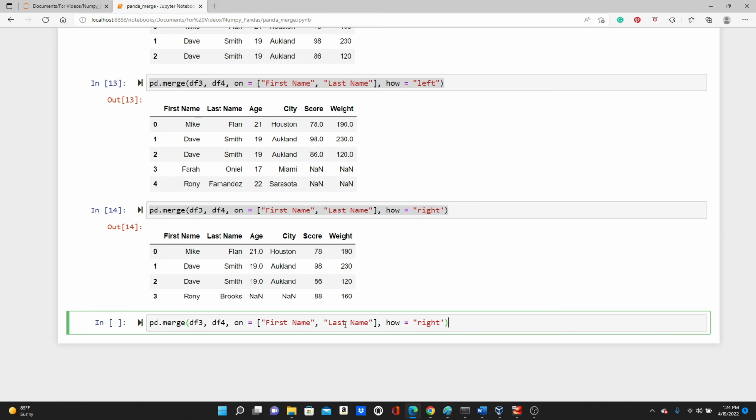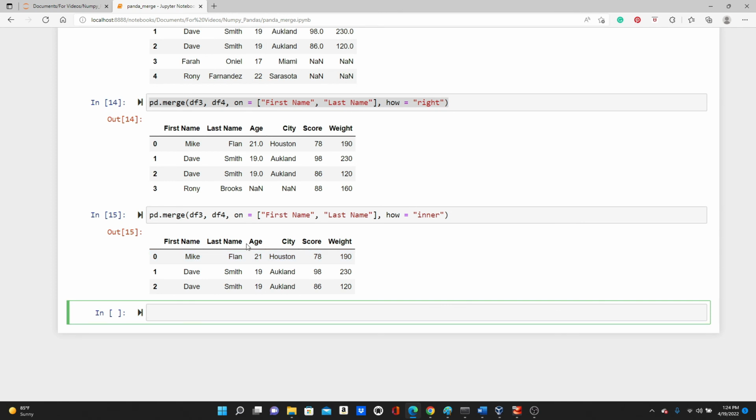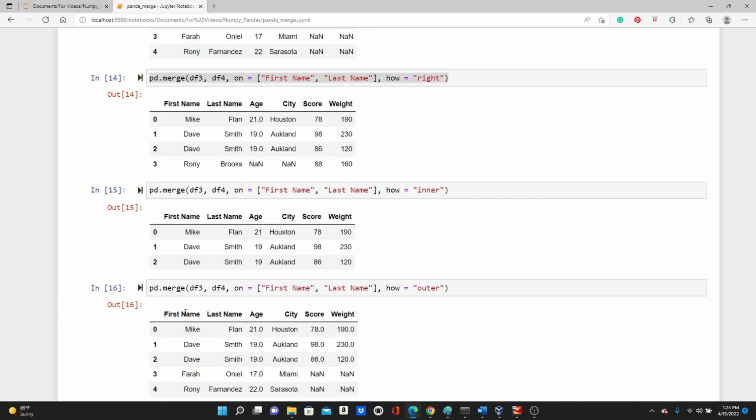Again, inner. You can see when we do inner join, we get only the common between both DF3 and DF4. And we'll do outer join.